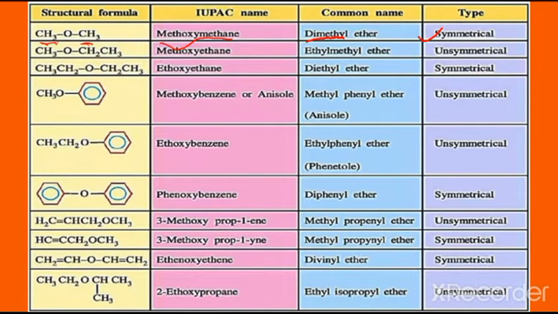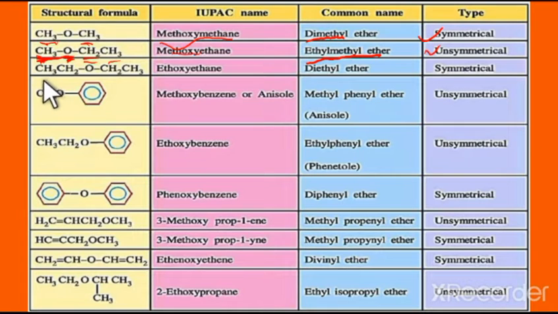Whereas the next one, that is CH3OCH2CH3, is methoxyethane. Methoxyethane is the IUPAC name, whereas the common name is ethyl methyl ether. It comes under the unsymmetrical ether because with respect to oxygen, one side has the methyl group and the other side has the ethyl group. So it is an unsymmetrical ether.